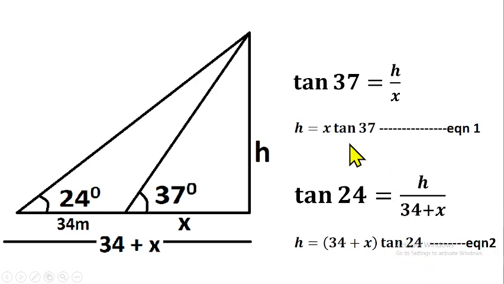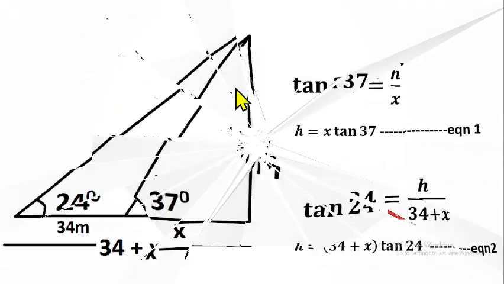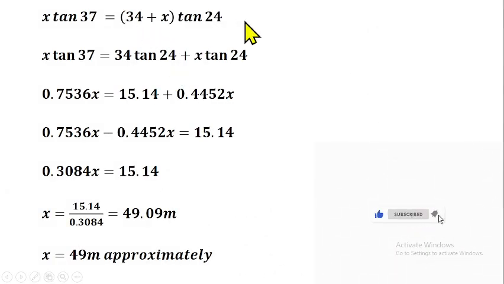We can now solve these two equations to find the value of x, because h is equal to this and h is also equal to this, so this will be equal to this as well. So you will have x tan 37 equal to 34 plus x, times tan 24. I hope you understand that. Then from there you can simplify further. Tan 24 will open the bracket: tan 24 times 34 gives us 34 tan 24.